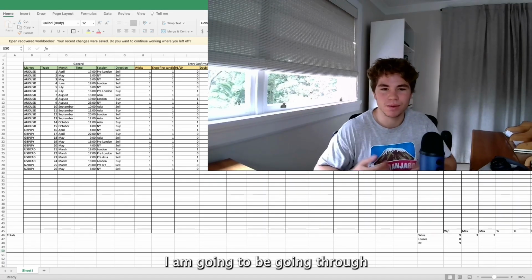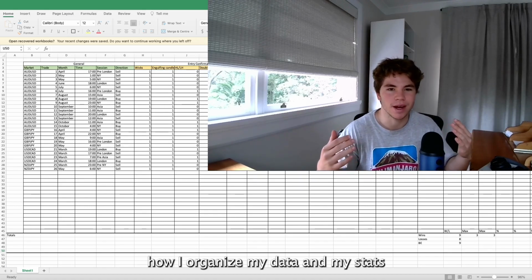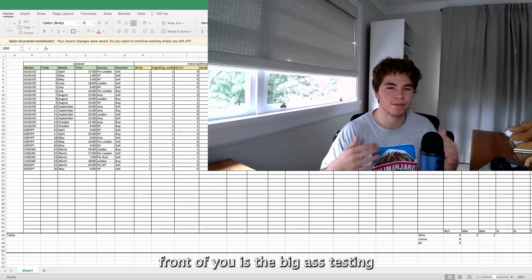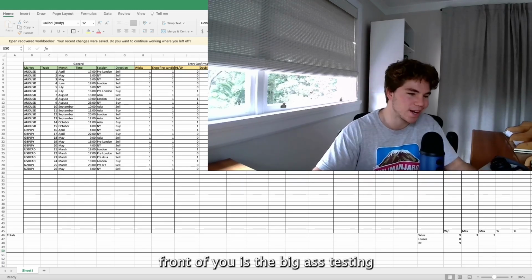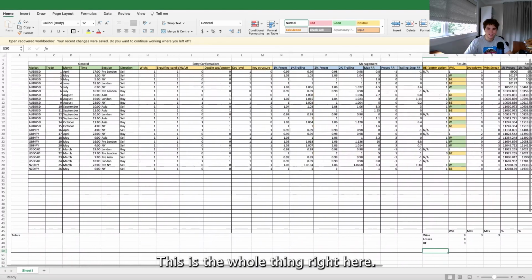Today I am going to be going through what I look for whilst I backtest, how I organize my data and my stats, what I look at and how I go about it. In front of you is the big backtesting sheet. I'll go through it step by step. This is the whole thing right here.